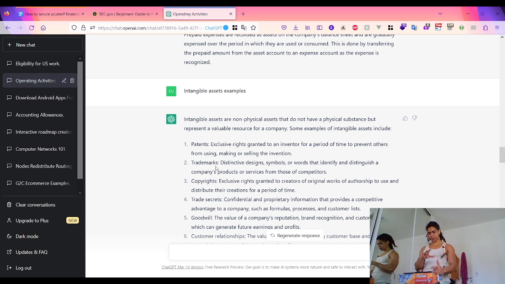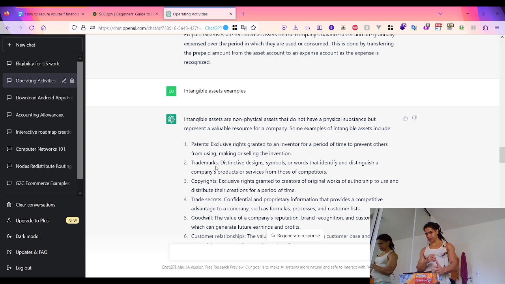You also have trademarks. The trademark is a distinct design, which is symbols, words, or design that distinguishes the company from the competition.